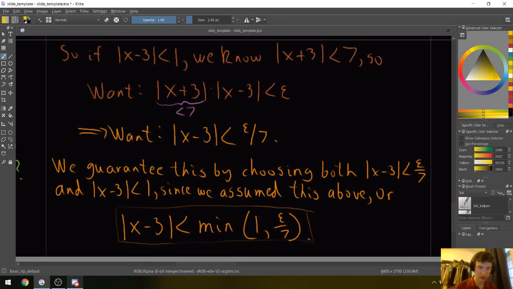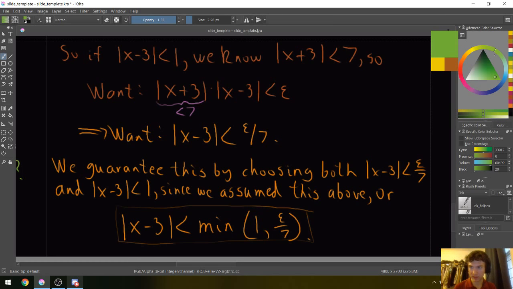So that means the statement we want to prove, the statement we want to guarantee by choosing x appropriately, is that the absolute value of x minus 3 is less than epsilon over 7. This is what we want. Now we're basically done. Because remember the game.